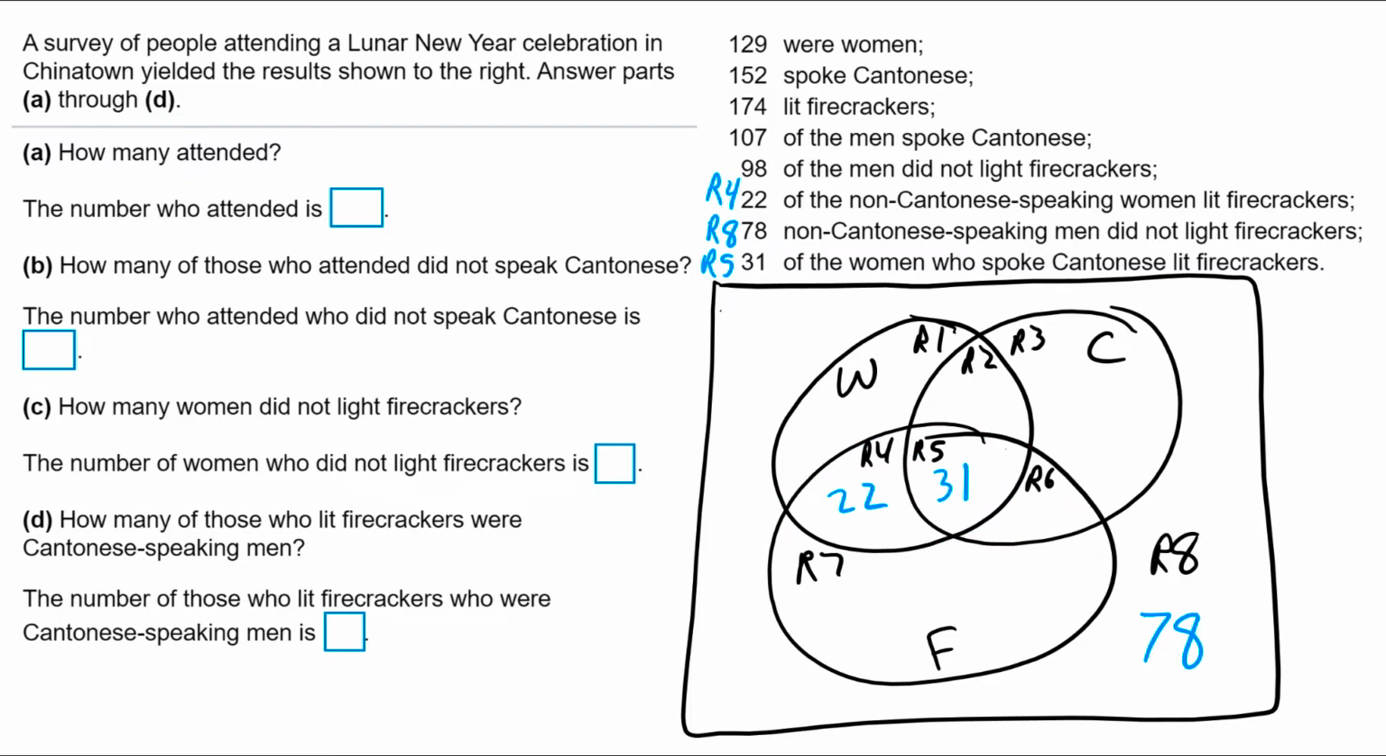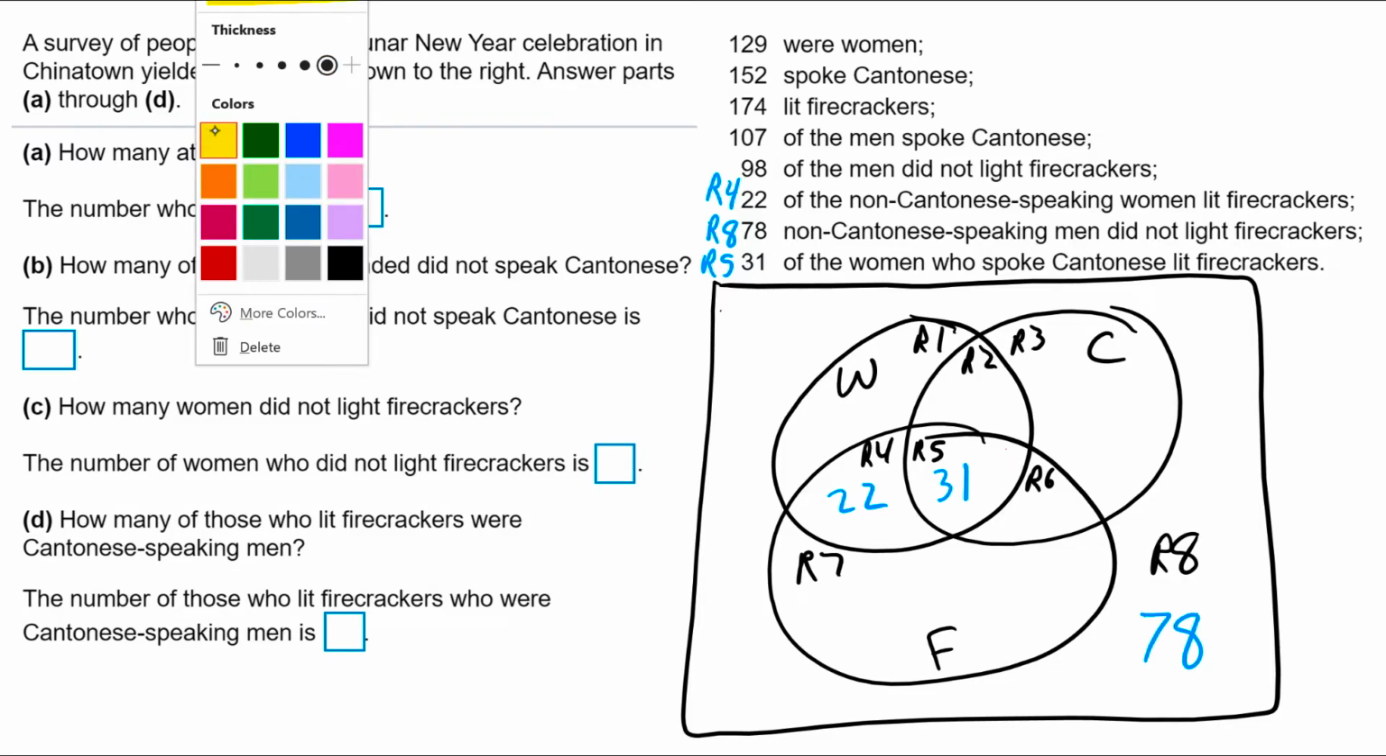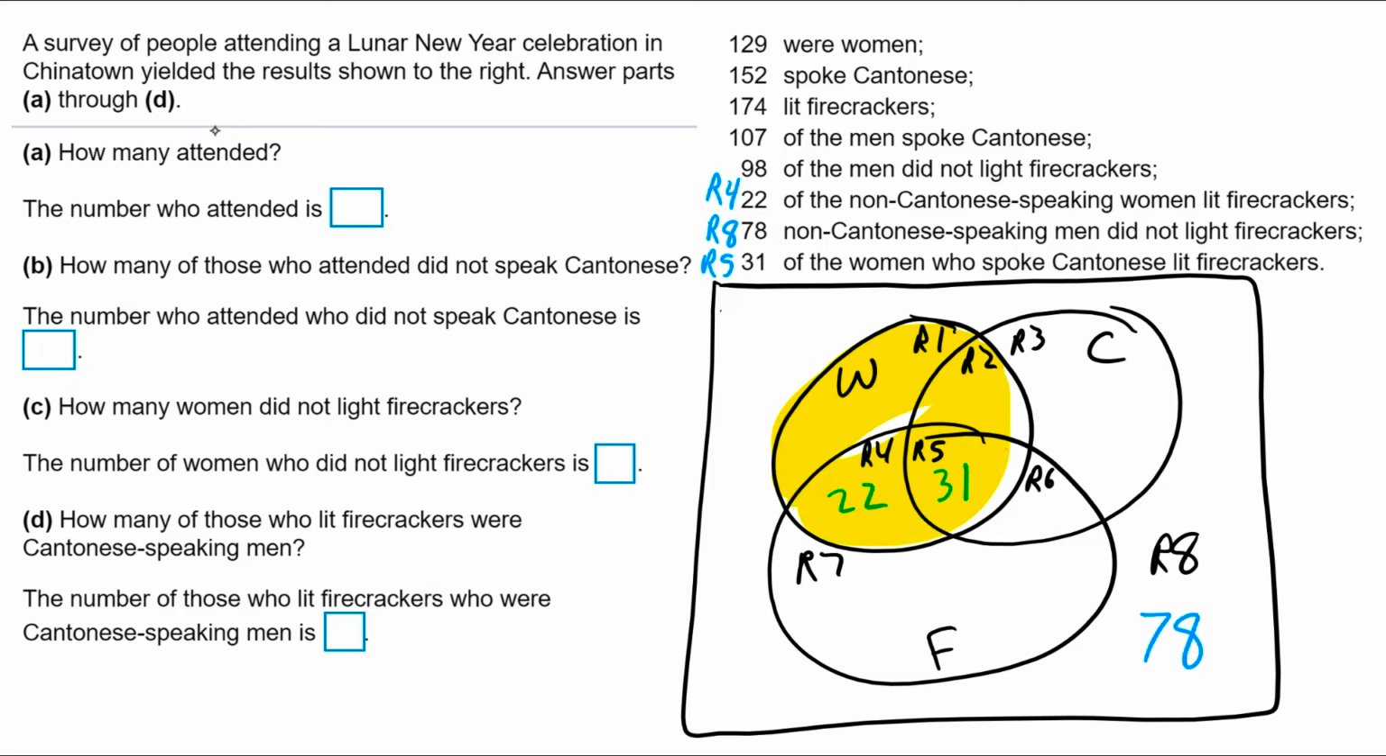All right. Now, the next two, as we're moving our way up, are the tricky ones. So 98 of the men did not light firecrackers. First, let's figure out where the men are. Let's do that by identifying the women. I'm highlighting women. That's regions 1, 2, 4, and 5. If that's women, then everything outside of that is men. So men is regions 3, 6, 7, and 8.